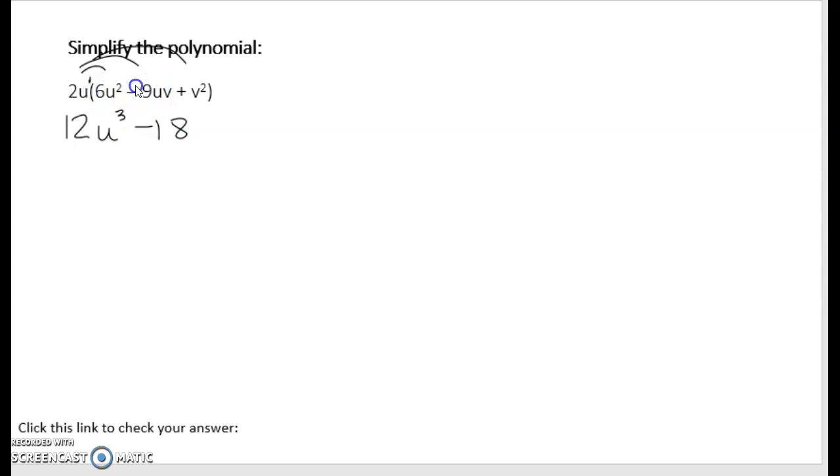I have a u to the first out here. I have a u to the first and a v to the first in here. So I add the u exponents and I get a u squared. And then the v has nobody to add with. There's no more v's being multiplied in, so it just stays a v. And then 2u to the first times a positive 1v squared will be a positive 2uv squared.